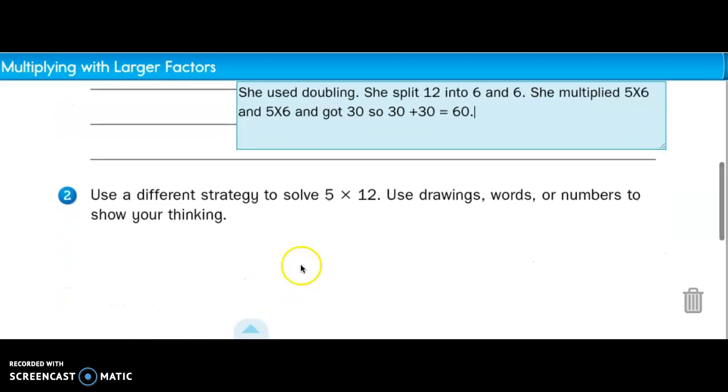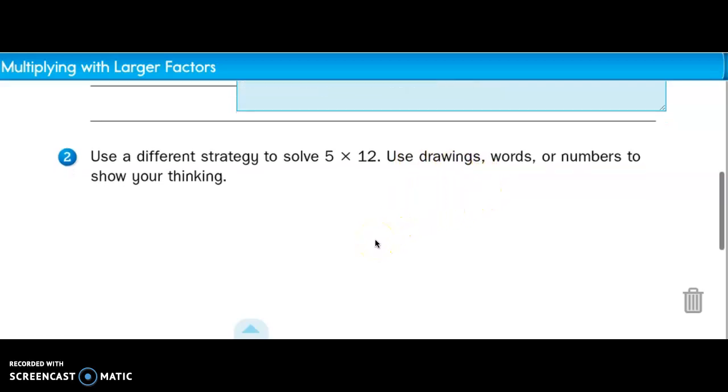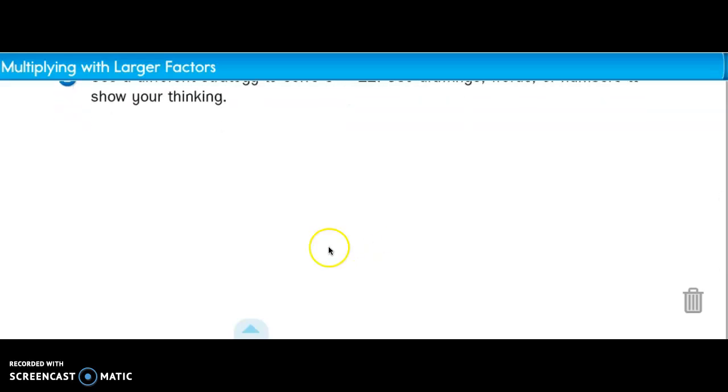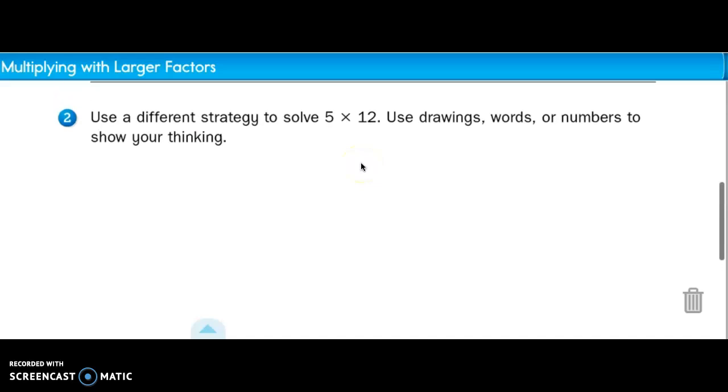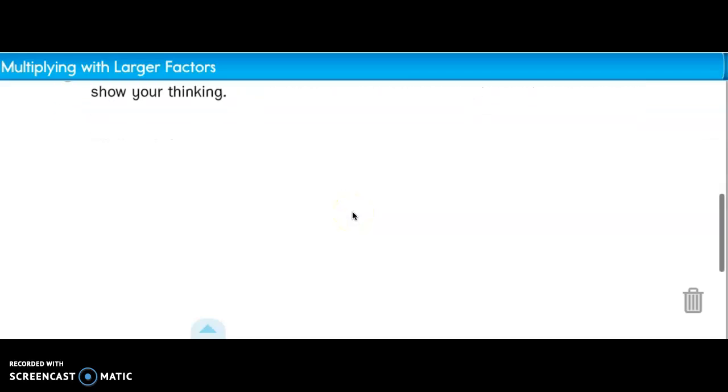So using a different strategy, solve 5 times 12, use drawings, words, or numbers to show your thinking. So over here, you're going to continue. I'm going to go ahead and do the writing. Now I'm not going to use doubling because they want us to use a different strategy. So I'm going to use the break apart method. That's what I've chosen. So I am going to go ahead and draw my picture, and here is my picture.